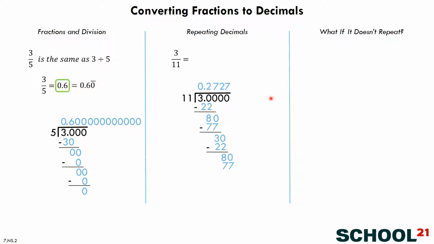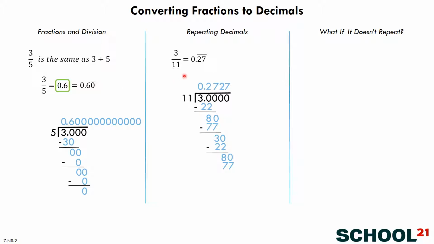So instead of keeping going, we can write it up here in this really special way, 0.27, and we put the line over the whole part that repeats. So that's the same as writing 0.272727 forever. So here we say that when we have fractions and when we divide, it actually turns into a repeating decimal. Sometimes that decimal is a 0.